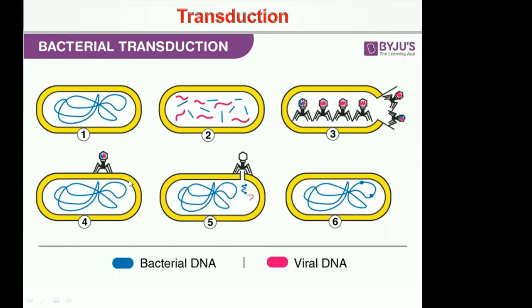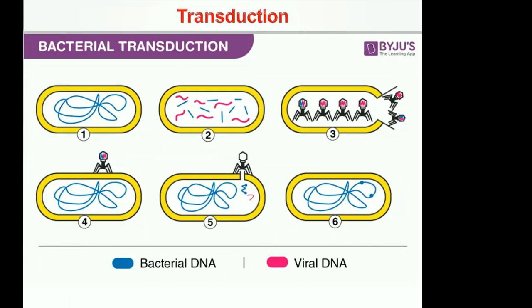So now the fourth image represents the recipient cell. Here that bacteriophage gets attached, right? Again, it penetrates. After penetration, it releases the genetic material. Now in the fifth image, you can see it is releasing the genetic material, where the blue line is associated with the genetic material of the bacteria and the pink line is of the virus.